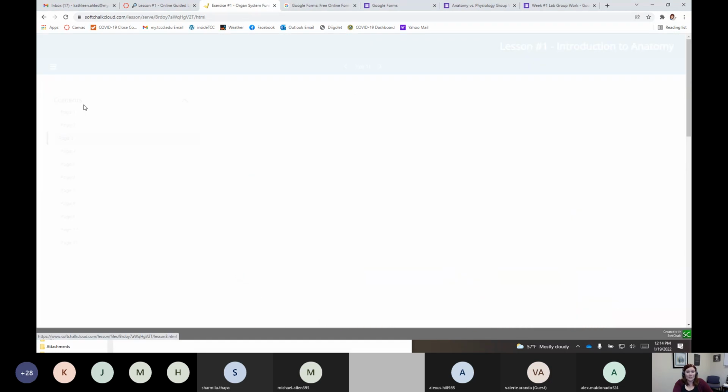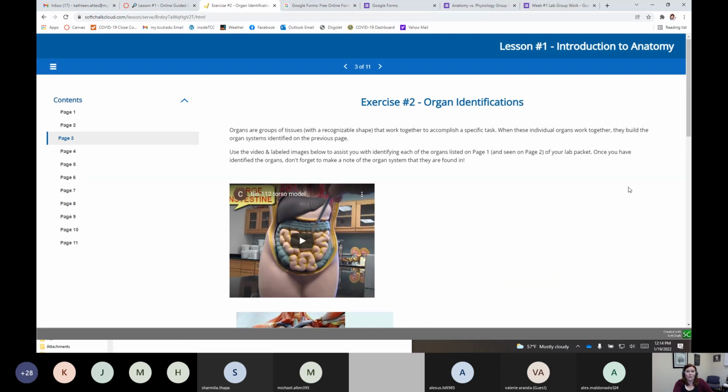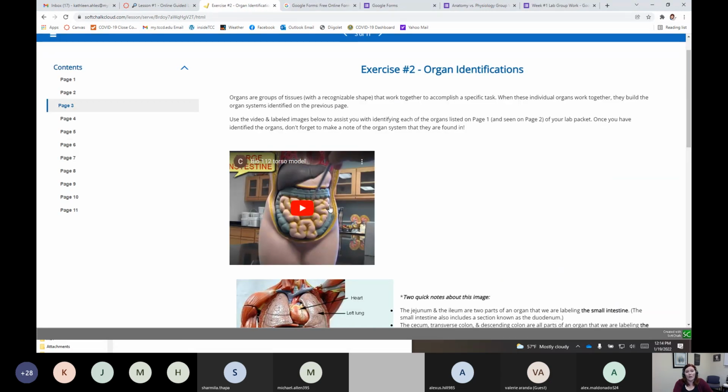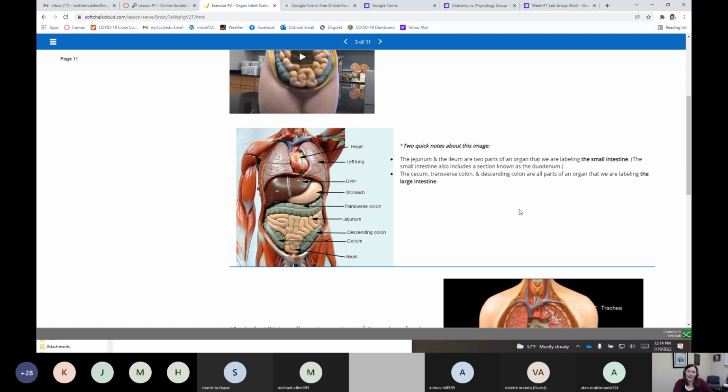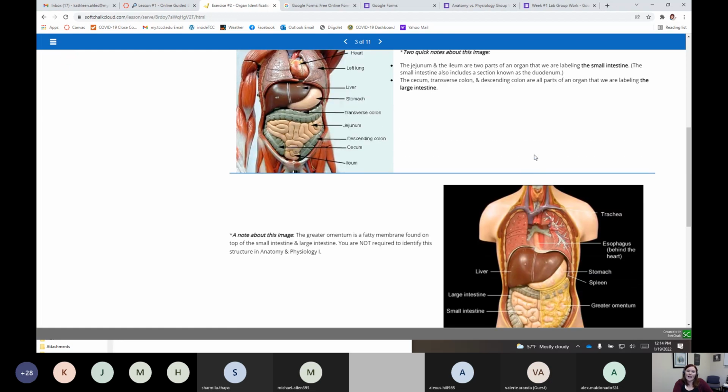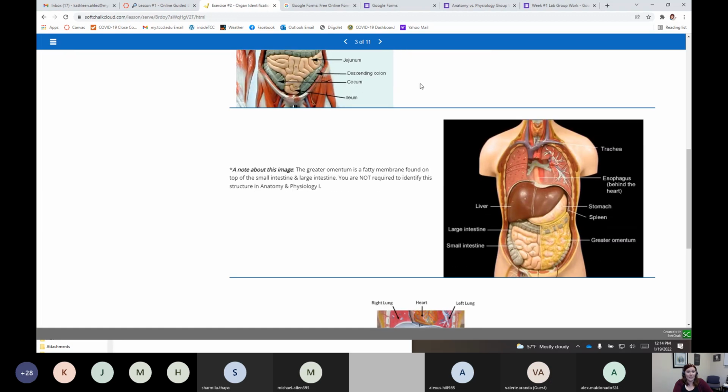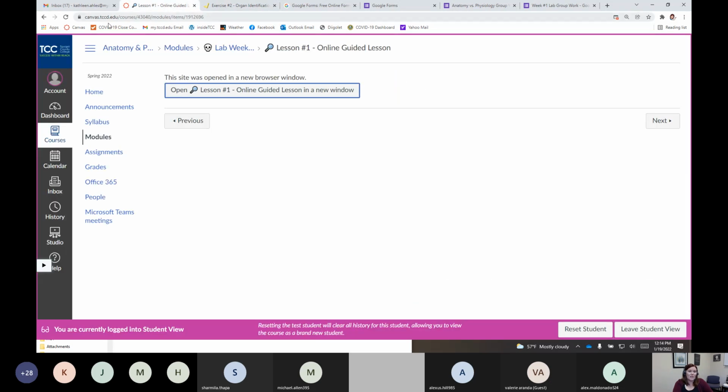Then we move on to exercise number 2, where we start to identify different organs. So it includes videos that walk through these models. It includes pictures that have labels on them, like what you're labeling. So these guided lessons are going to be an invaluable tool for you to help you as you're filling in your lab sheets. So let me go back.